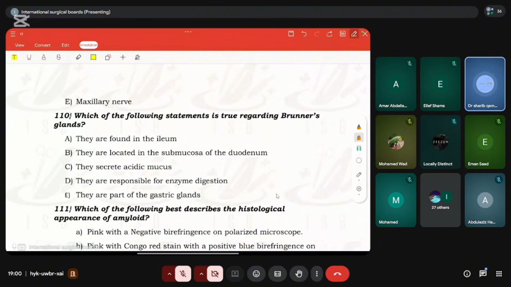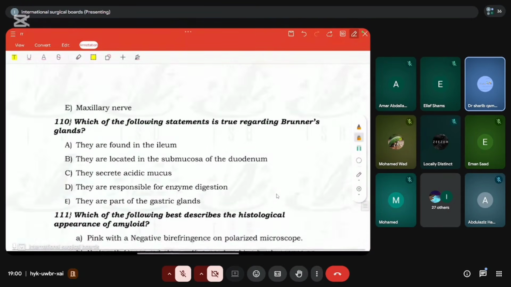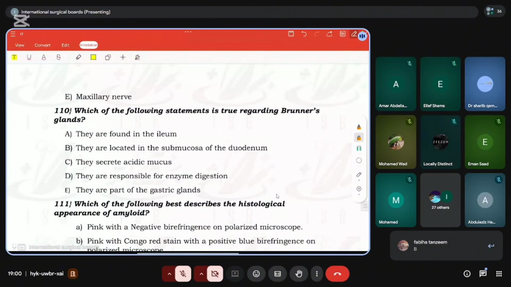They ask which of the following is true regarding Brunner's glands. They are found in the ileum. That's false. They are found in the duodenum. They are located in the submucosa of the duodenum. That's true. B. Yeah. So Brunner's glands are bicarbonate-producing glands in the submucosa of the duodenum.